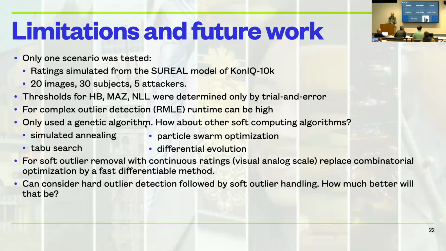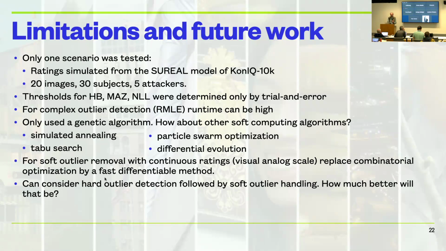The thresholds for HB, MAZ, and MAL, these are the new methods, were determined by trial and error, and one can probably do better. There was one complex outlier detection method, RMLE, that we anticipated to make use of, but the runtime was high, and so we left it aside for future work. One would have to accelerate the computations a little bit to make it accessible to the genetic algorithm. And we only use the genetic algorithm. There are others like simulated annealing, taboo search, and so on. They might also give better results.